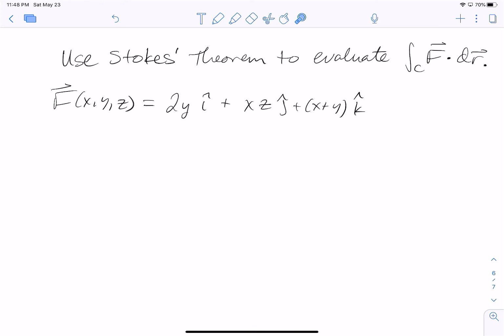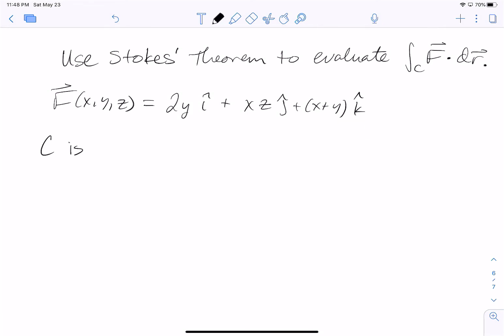Once again, we're going to use Stokes Theorem to evaluate the line integral over C of F dot dr, which means that we won't actually do that. We're going to use a double integral. Our vector field is F of x, y, z equals 2y i plus x j plus (x plus y) k.